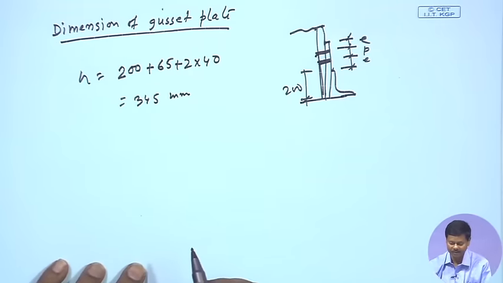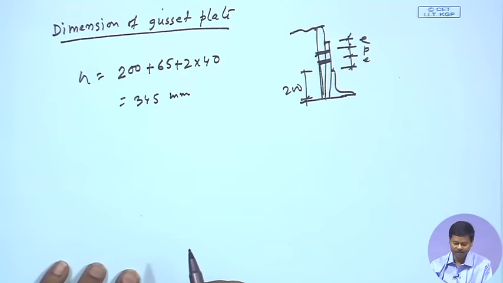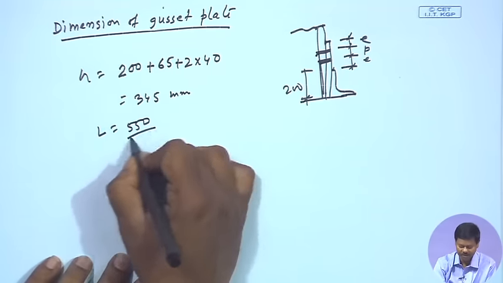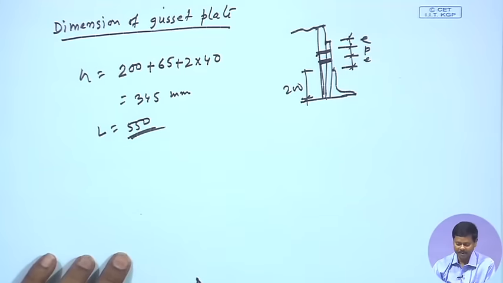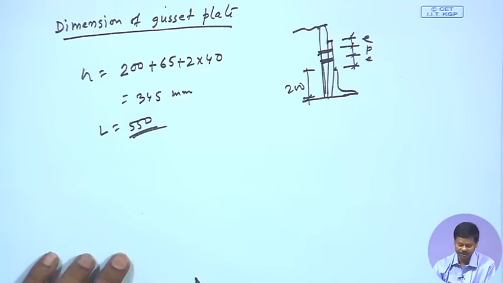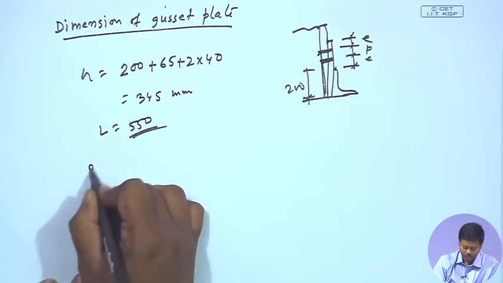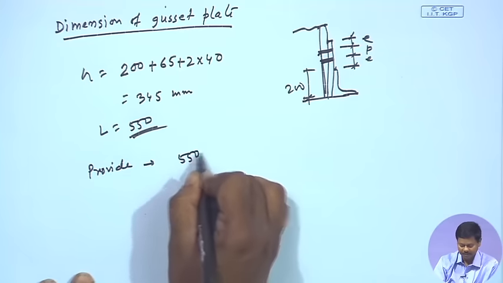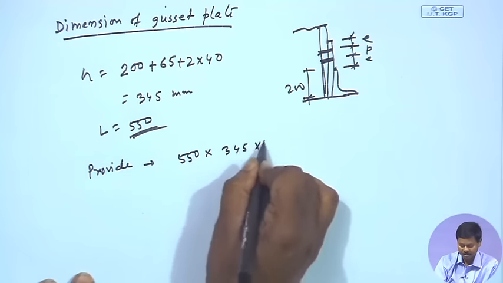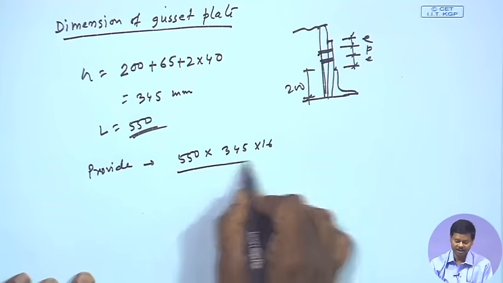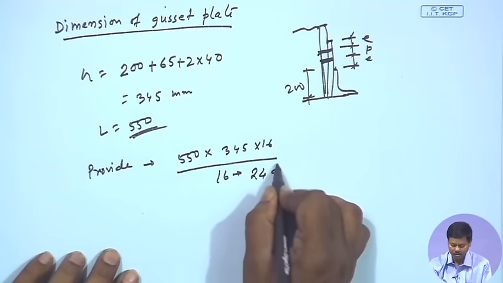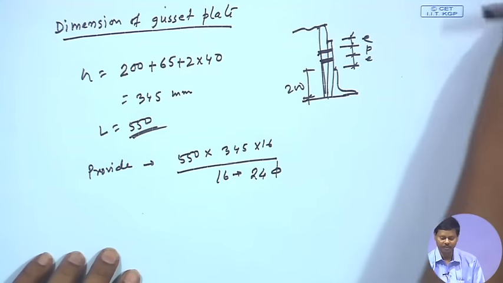And the length of the gusset plate we can assume as the length of the base plate. So, if we assume the length of the gusset plate as the length of the base plate, then the length will be 550, because the length of the gusset plate was considered 550 parallel to the web, parallel to the flange, right. So, we can provide the gusset plate dimension as 550 by 345 by 16. So, this will be the size, and 16 numbers of 24 diameter bolts have to be provided.